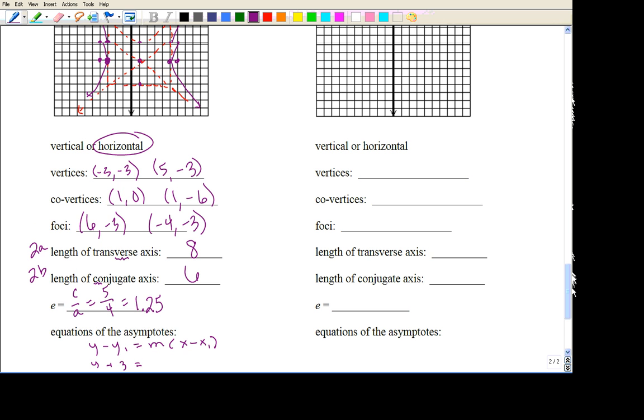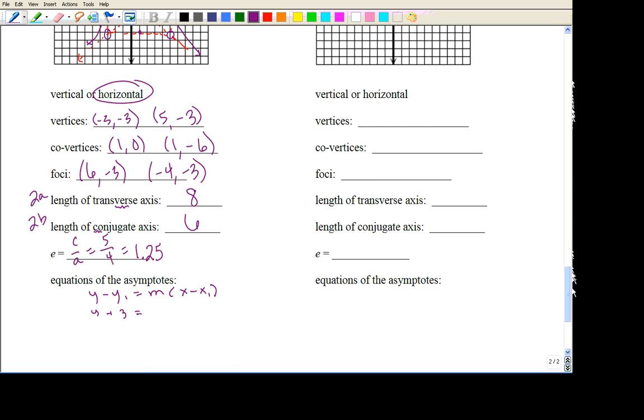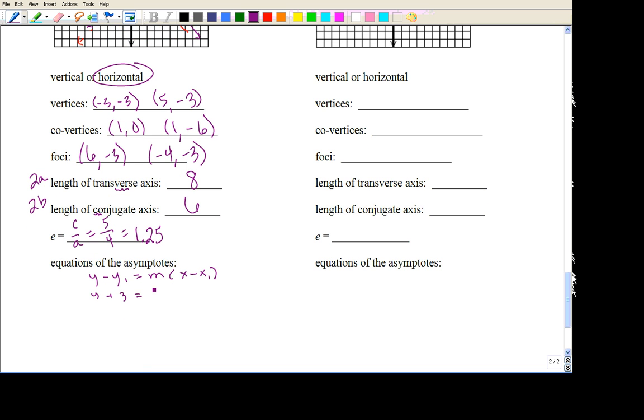And we can figure out the slope of these asymptotes because we know what corners they go through. It goes through the center, and it goes through these corners here. So we'll have 2 different lines. Going from the center up, we're going to go up 3 over 4. So we'll have a positive 3/4 slope. But if we go down to the other corner, we go down 3 over 4, so we have plus and minus 3/4 for m, and then x minus the x value of the center, which was 1.